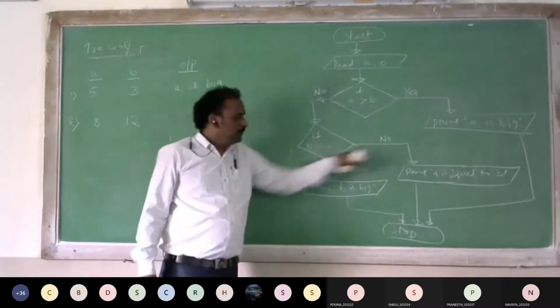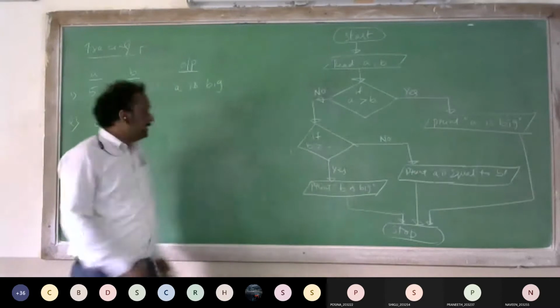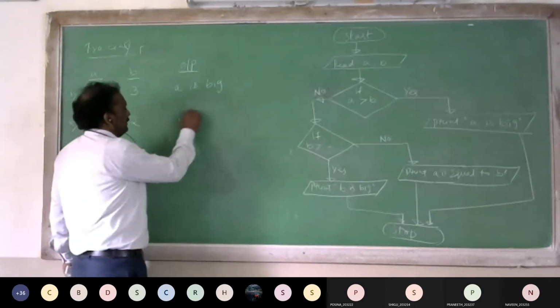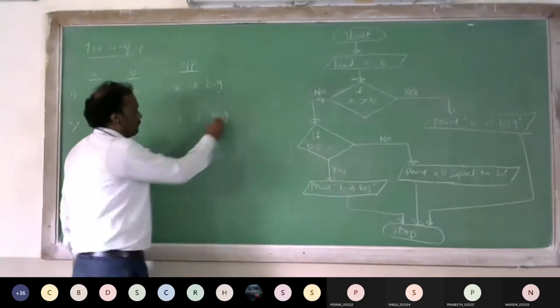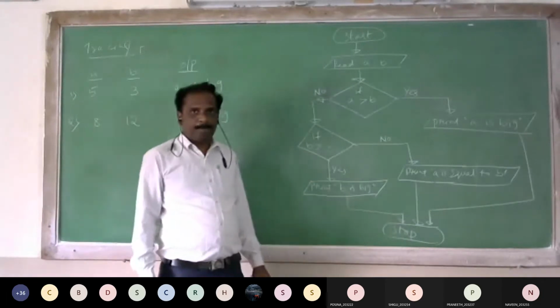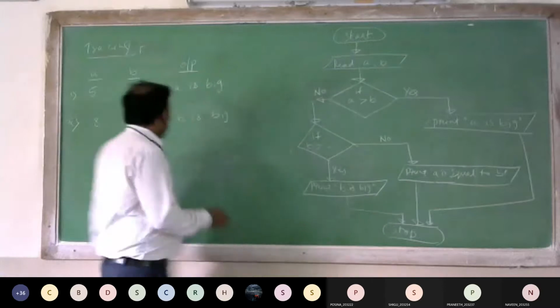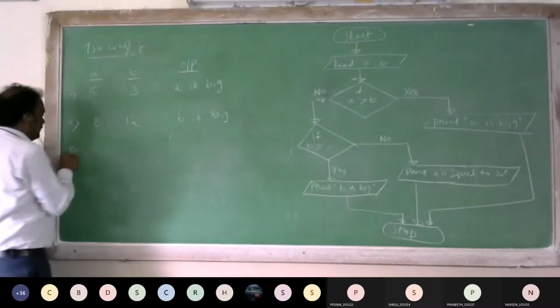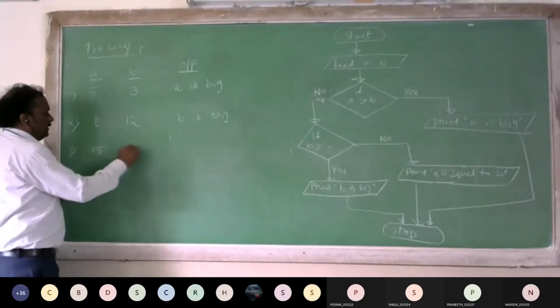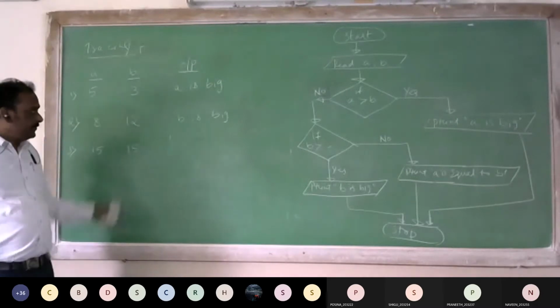You don't go this arrow, because 12 is greater than A. Follow this arrow. Print B is big. So what is the output we are getting? B is big. And follow the arrow. Stop. Now, what is the third case we can get? Say that A is 15 and B is 15.